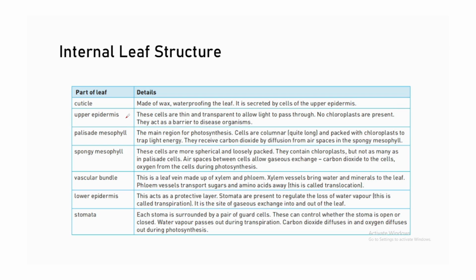Lower epidermis: this acts as a protective layer. Stomata are present to regulate the loss of water vapor. This is called transpiration. We will also study it in the next chapter. It is the site of gaseous exchange into and out of the leaf. Stomata: each stoma is surrounded by a pair of guard cells. These can control whether the stoma is open or closed. Water vapor passes out during transpiration, carbon dioxide diffuses in, and oxygen diffuses out during photosynthesis.